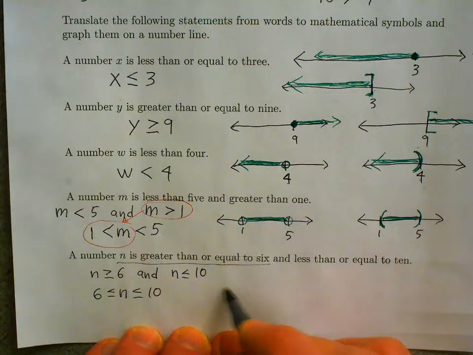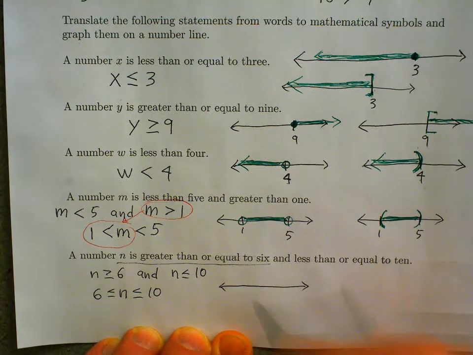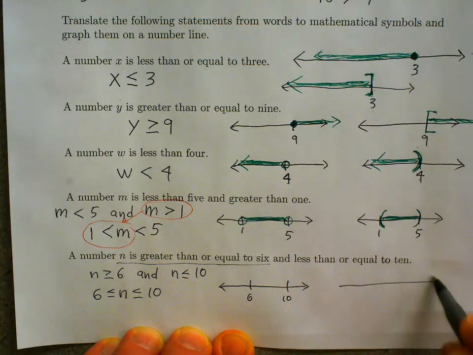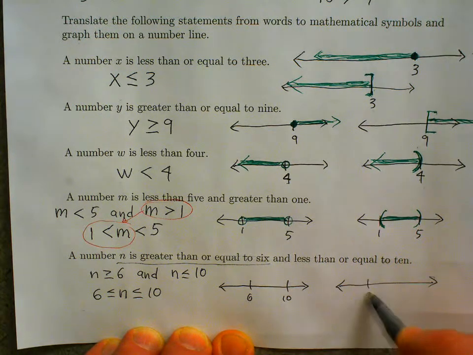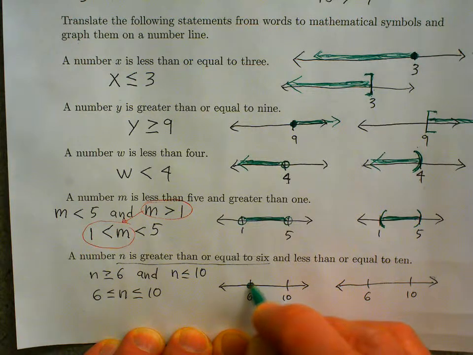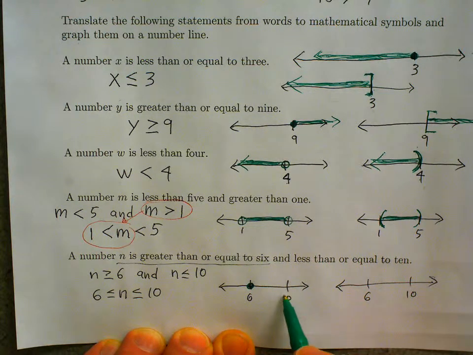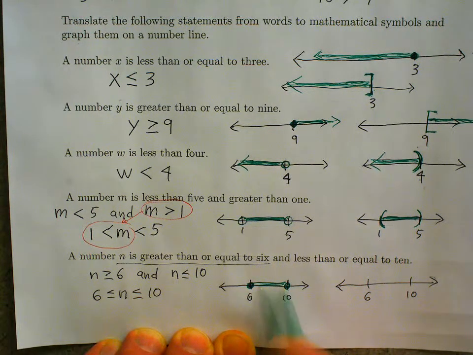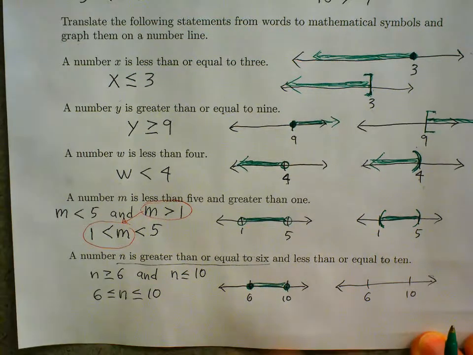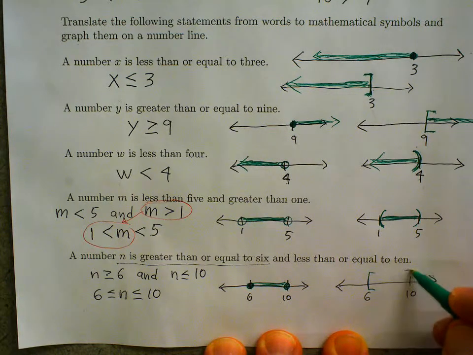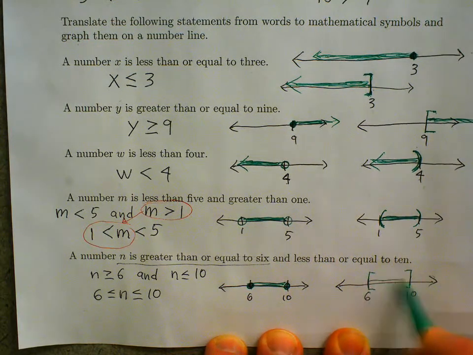Okay, then graphically plot the numbers 6 and 10. We'll do it in the two ways. Okay, since 6 is less than or equal to n, we put a solid dot at 6. N is less than or equal to 10. And then we shade in the numbers in between. The other way to graph it is to use a bracket at 6, opening to the right, a bracket at 10, opening to the left, and then shading everything in between.